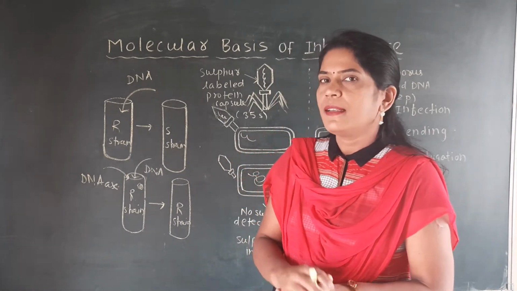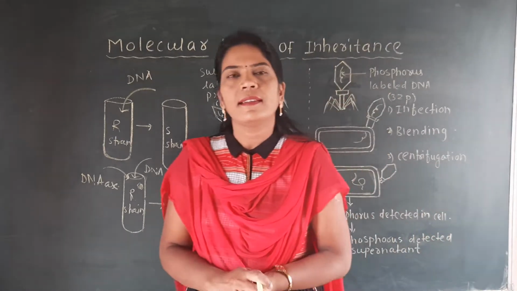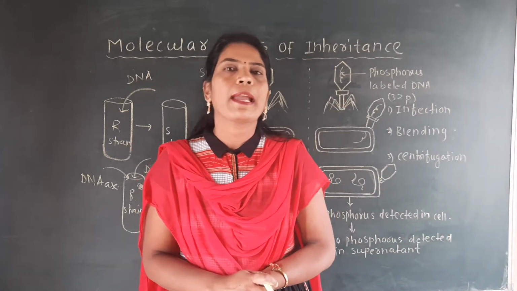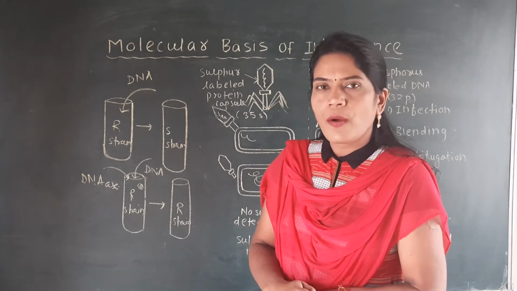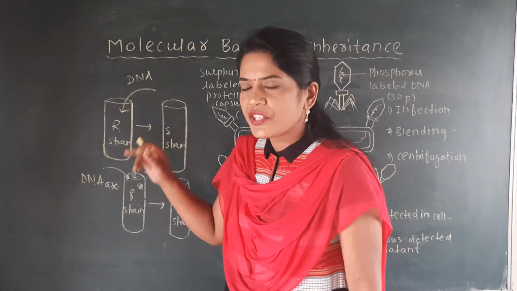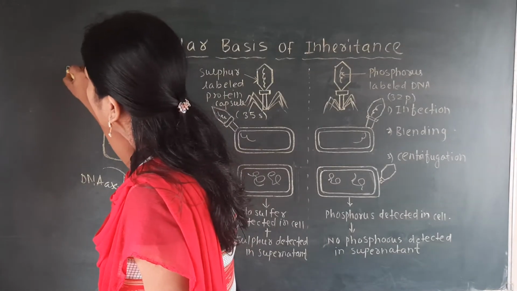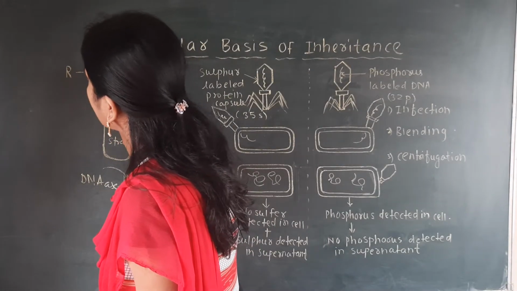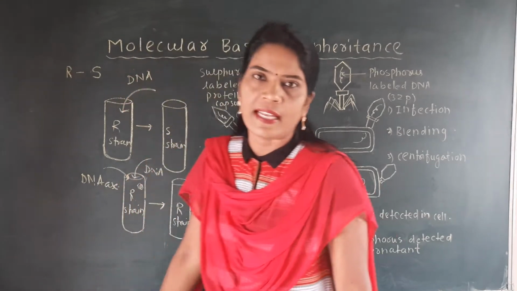Griffith's experiment was repeated by three scientists, Avery, McLeod and McCarthy. They found that the R strain, which we have seen in our previous lecture, gets converted into the S strain.